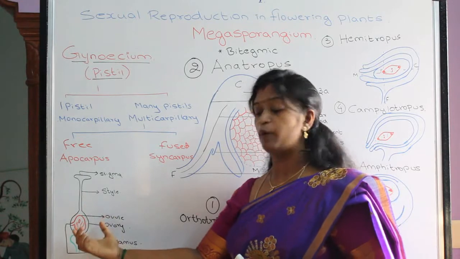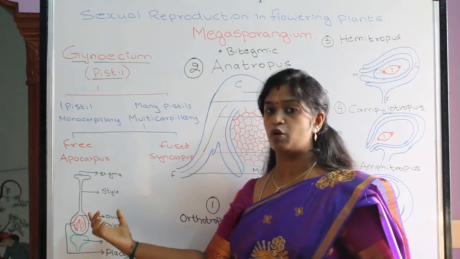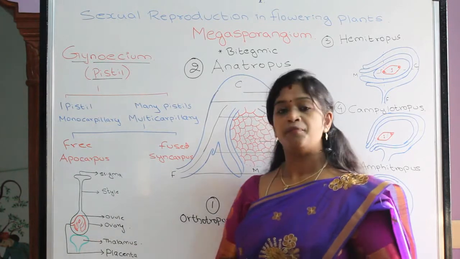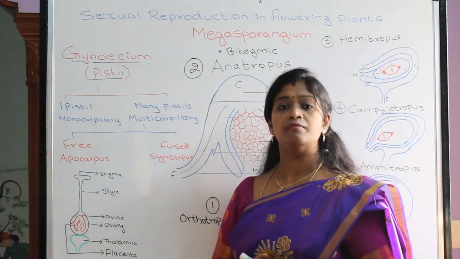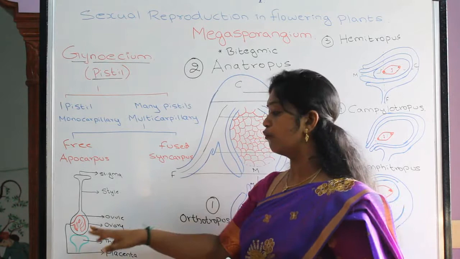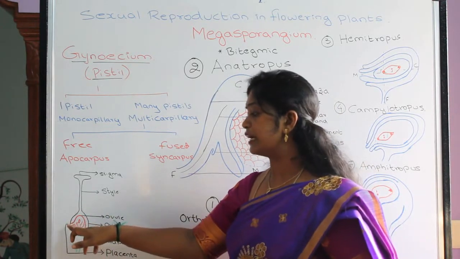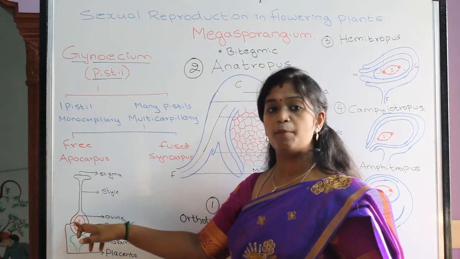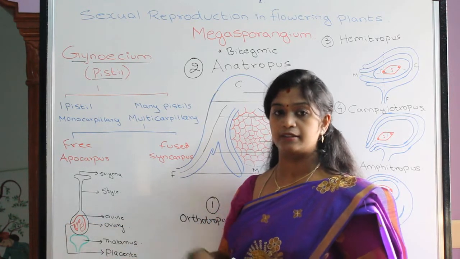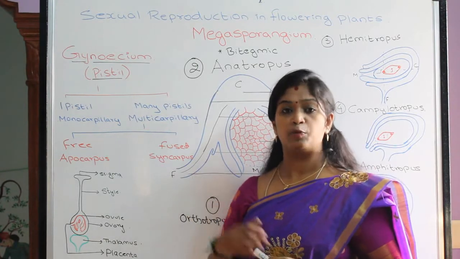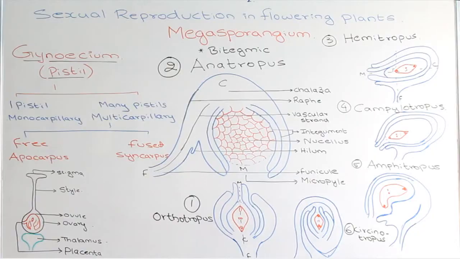Below the style we have the bulged structure, which is called the ovary. The ovary is attached to the thalamus. Inside the ovary we have the ovule, that is, the ovule is called the Megasporangium. Now this ovule is attached to the ovary with the help of a tissue called the placenta. In the next section let's study about the Megasporangium, that is the ovule.